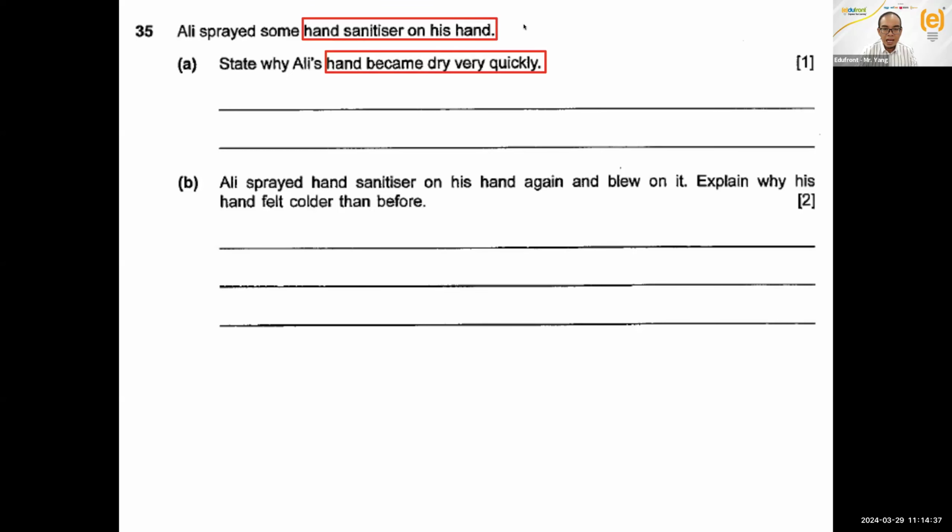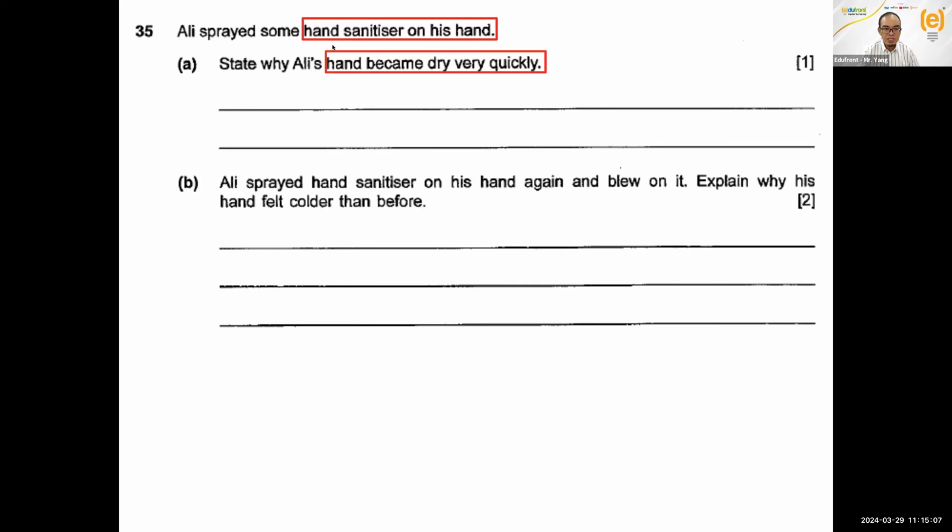Now, when you are answering science questions, you need to read very carefully, and you can use the underlining technique, or you can highlight the keywords. It's very important that you highlight or take note of the keywords in the question itself. I'm not talking about keywords in the answer, but in the question itself. So first important clue in the question: Ali sprayed hand sanitizer. Now, what is hand sanitizer? Everybody will know. You spray it on the hand.